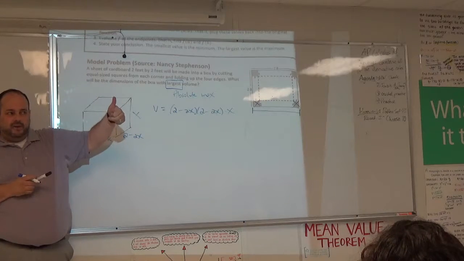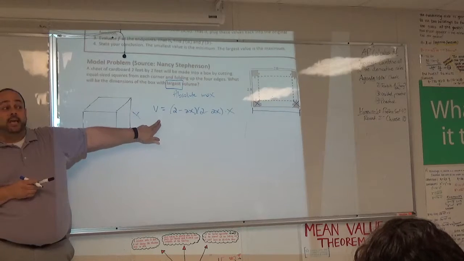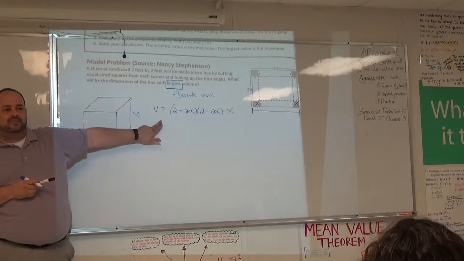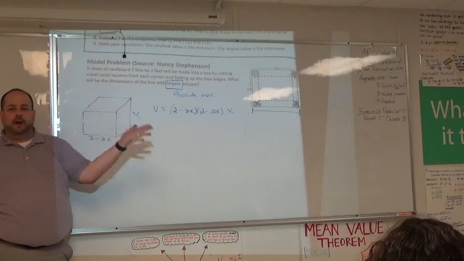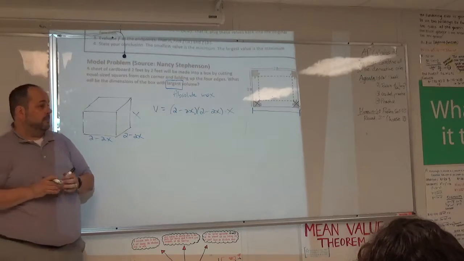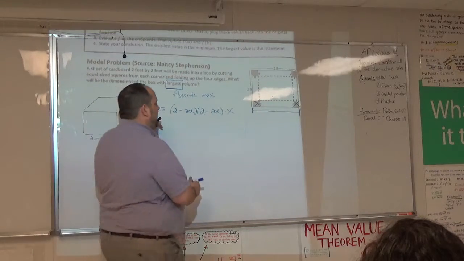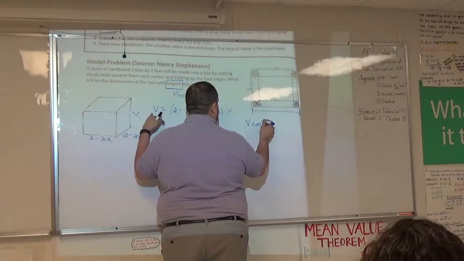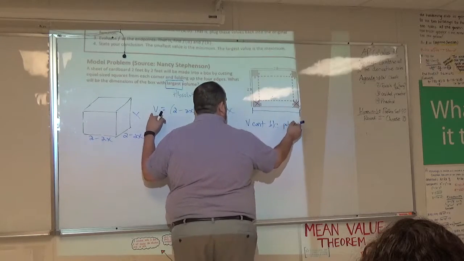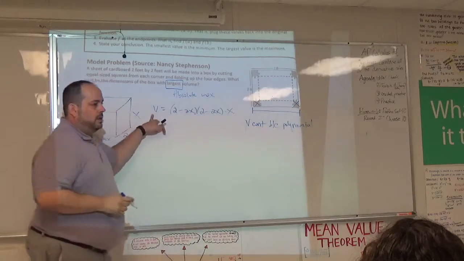We already know not all functions have an absolute max. There has to be something that you know about this function that screams there must be an absolute max. Celeste, what do you know? That the function is continuous. This is clearly a continuous function. V is continuous because it's a polynomial. So that means that there's a maximum? It's continuous on a closed interval.